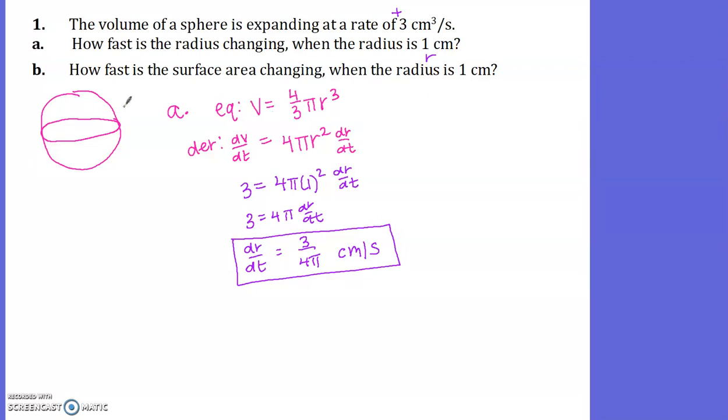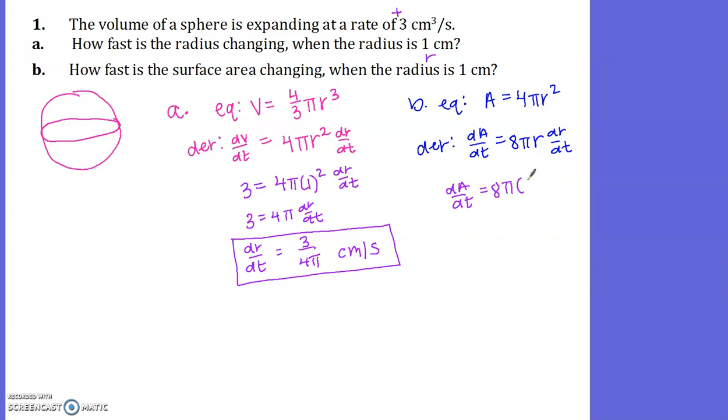Now for part B. Okay. How fast is the surface area changing? So now I'm going to switch my equation to the area equation. Then my derivative, the derivative of A is dA/dt. Power rule again over here, so 2 times 4 pi would be 8 pi r to the first dr/dt. Now they're asking how fast the surface area is changing. So that's dA/dt.